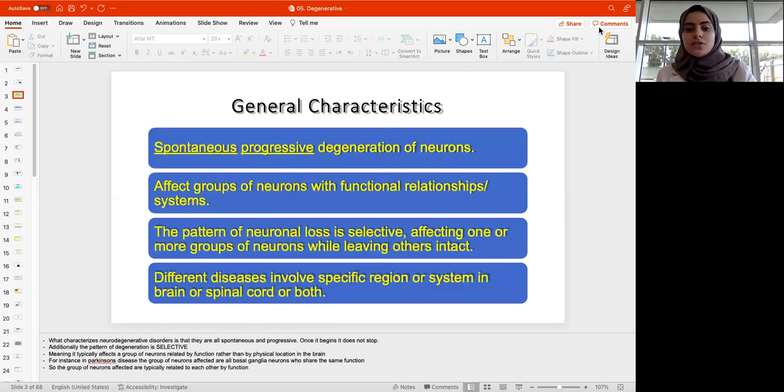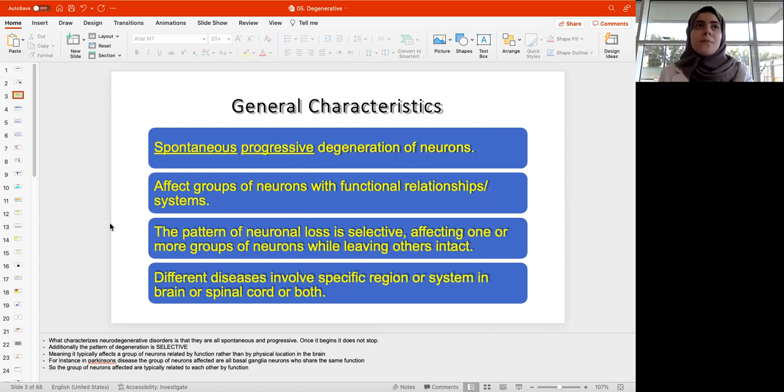Now, general characteristics. These apply for most of the disorders under neurodegenerative disorders. The first thing is that they're all spontaneous, progressive, and involve degeneration of neurons. What that means is that spontaneous, they begin suddenly, okay? And progressive is that they're not stable. Once the person gets it, they just keep deteriorating, okay? Some of these disorders deteriorate faster than others, while others take years to deteriorate, okay? And you'll see that once we discuss the specific disorders, which one applies to what. So that's the main thing that you need to remember from this slide.